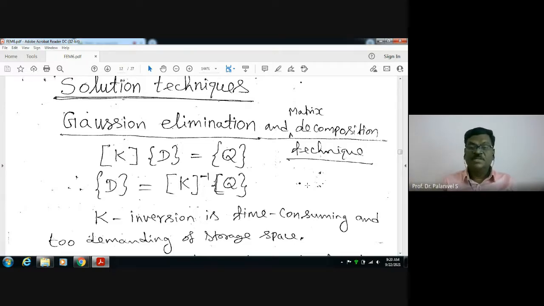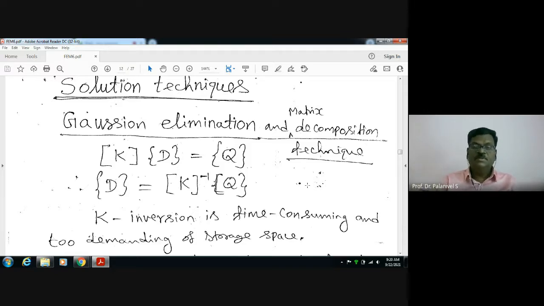Very good. Now, solution technique. How to determine the solution to it? As I have told you several times, on several occasions, we don't try to determine it from D equal to K inverse into Q. Instead, because I will tell you the disadvantage involved in it, we don't do that direct solution like that.